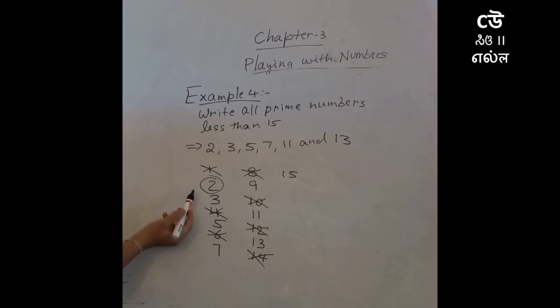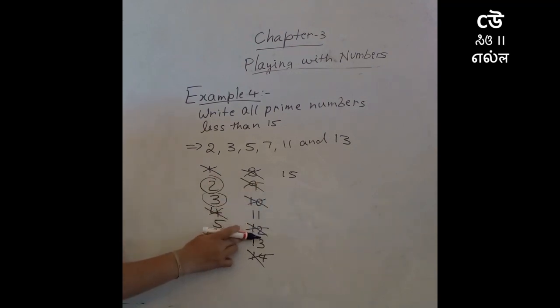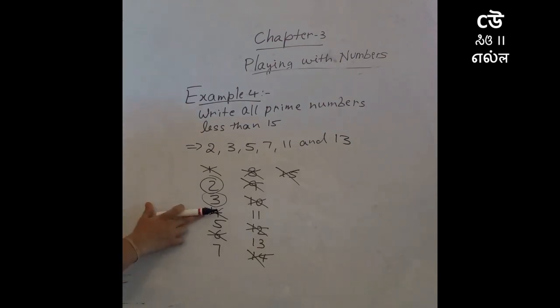Okay. Next, what is the next number we have? We have 3. So consider 3. Except 3, you have to cross out all the multiples of 3. So what are the multiples of 3 we have? 3 1s are 3, 3 2s are 6. So 6 is already crossed, so you don't need to cross it again. Next, 3 3s are 9, 3 4s are 12. 12 is already crossed, you don't need to cross it again. Okay. Next, 3 5s are 15. Okay. Next, the next number is 4, that is crossed. So you don't need to consider that number.